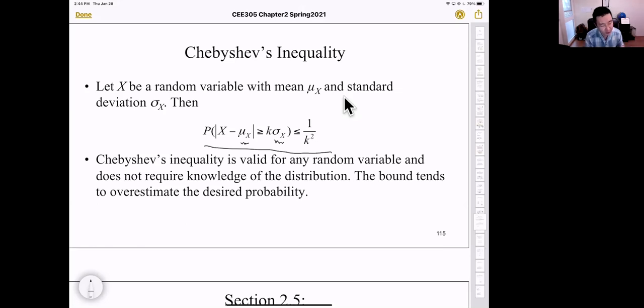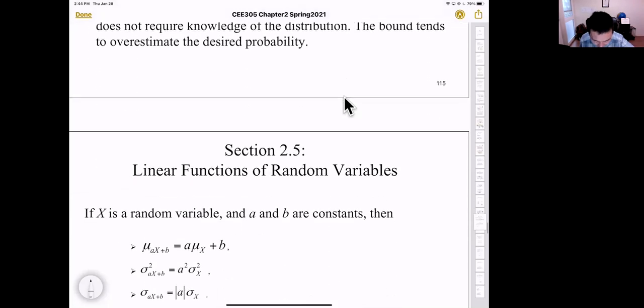But if we know the probability density function or the mass function, we can actually calculate the actual probability. But remember, this is always true no matter what the distribution is. So that's the end of section 2.4.